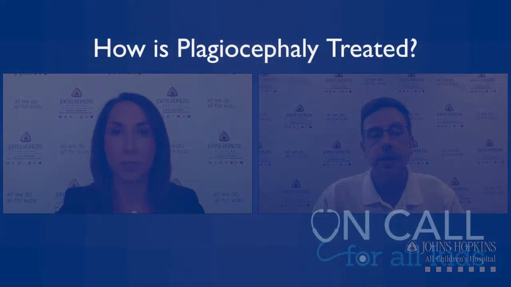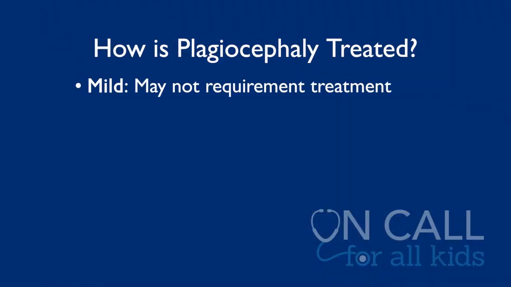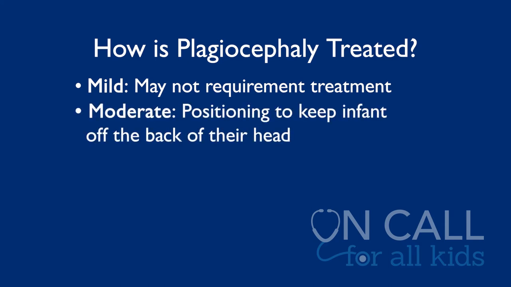At that point, once that diagnosis is made, what are the treatment options? So we'll typically categorize the plagiocephaly into mild, moderate, or severe categories. If it's mild, we may not do anything except reassure the parents and pediatrician there's not much to do. If it's more severe flattening, then we'll talk about measures to keep the infant off the back of the head, like positioning on their side, lots of tummy time, propping the baby upright during the day as much as possible. And what we'll see over time is as the brain wants to grow out in all directions, it'll actually round out the skull over the next few months.